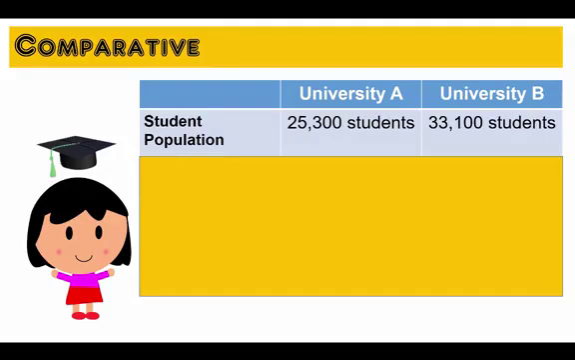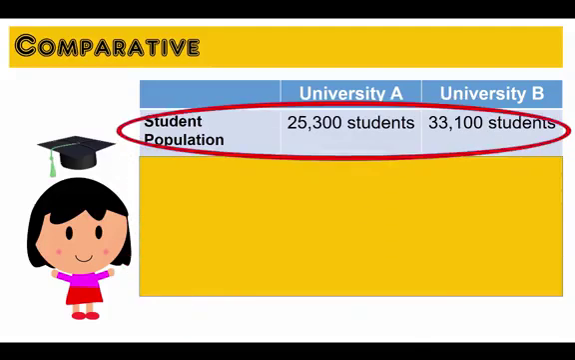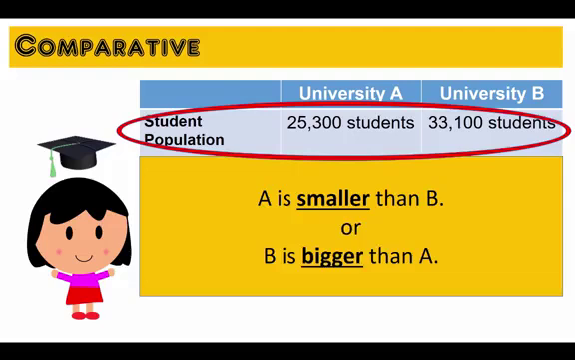Looking at this chart, in terms of student population, A is smaller than B, or B is bigger than A. I like a school with less students, so far, University A is better.